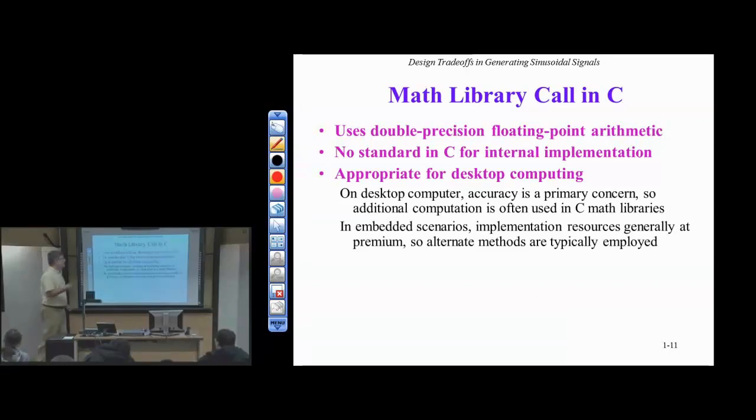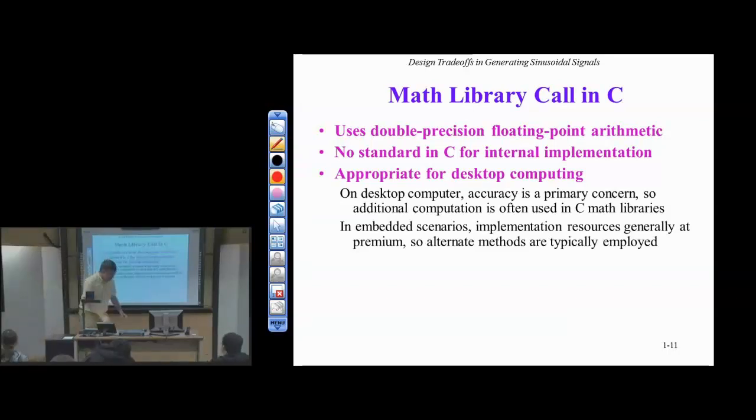So this approach is really useful. It's appropriate for desktop computing. We want high accuracy, circuit simulation, communication simulations, whatever happens to be. More accuracy is a good thing. Why not use it? But in embedded scenarios, implementation resources are generally at a premium. We're kind of squeezing every last cycle out of the processor to get the cost down. And so usually alternate methods are typically employed.